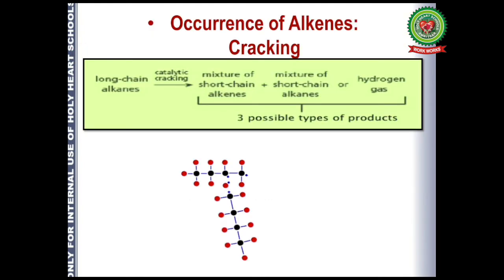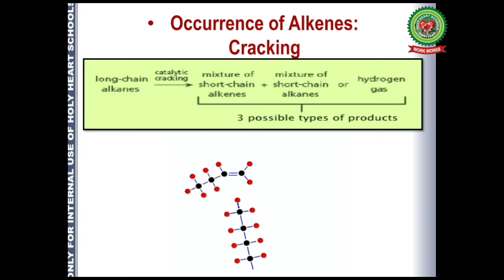Now let us move to the next topic, that is occurrence of alkenes. Alkenes are obtained by cracking. When long chain alkanes, in the absence of air and at a high temperature, react, they break and form alkenes and alkanes, and sometimes hydrogen gas is also liberated. Let us take an example. When long chain alkanes break, 2 fragments are formed, and accordingly the valencies are satisfied by shifting some of the atoms, and one of the fragments formed is an alkene and the left behind one is an alkane.